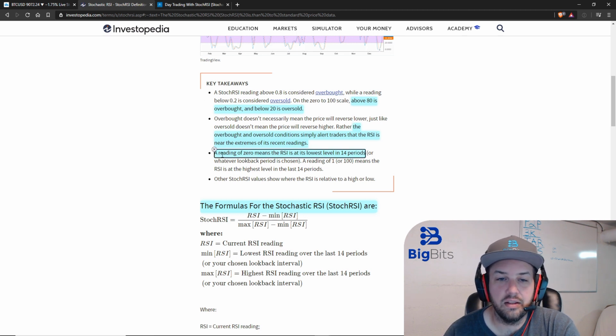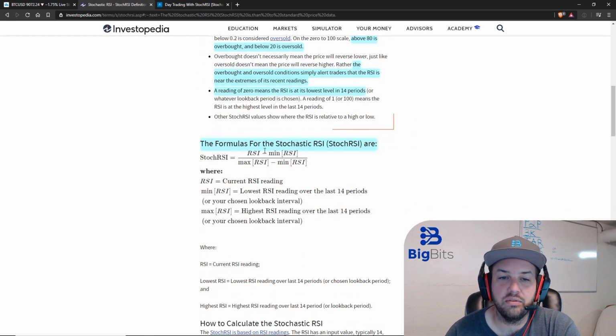And a little bit more in depth here, it says a reading of 0 means the RSI is at its lowest level in 14 points. And I'll explain again exactly why this is true in just a moment. But first, we need to look at the stochastic RSI formula.